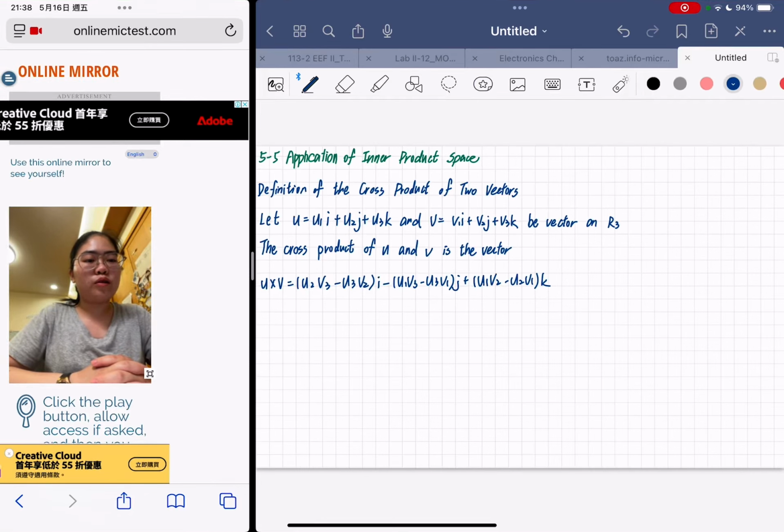Good afternoon, everyone. Today we're going to talk about section 5.5, application of inner product space. First, we are going to talk about the definition of the cross product of two vectors.